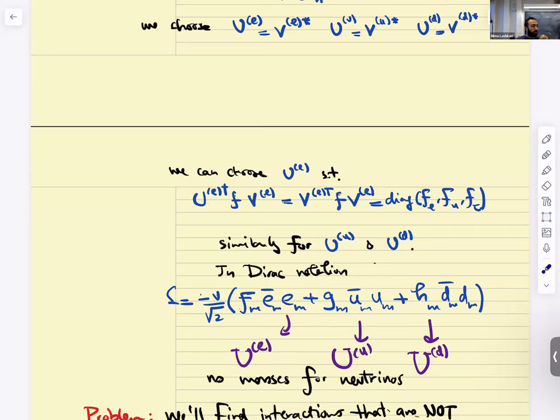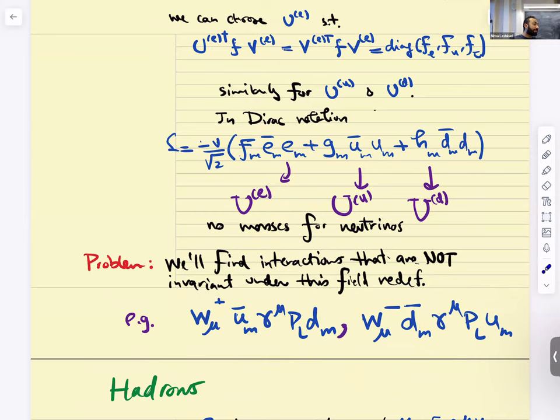The reason is the following interactions. So when we expand in spontaneous symmetry breaking, what we find are terms like this. So you see here, U^E, U^U, and U^D, they rotate these guys, but this is d_m, u_m, e_m. Here you have the coupling of the W plus-minus boson, which is off diagonal. It couples d_m to ū_m. This guy you're rotating by this matrix. This guy you're rotating by this matrix. That's the issue.